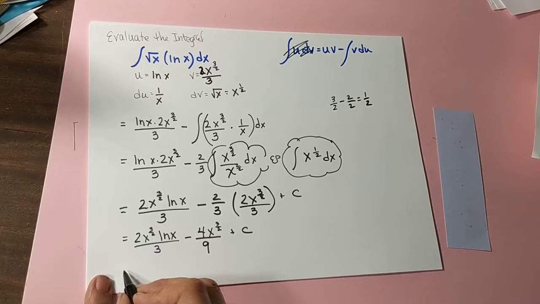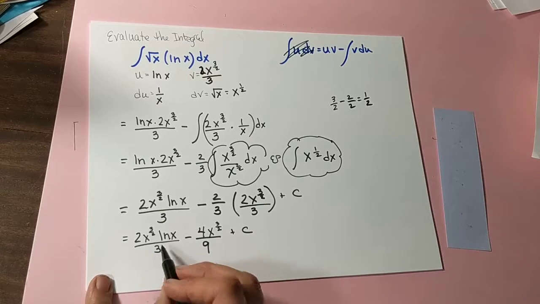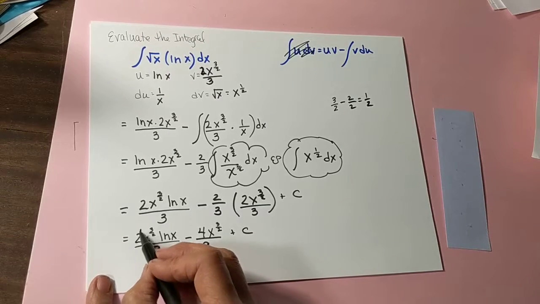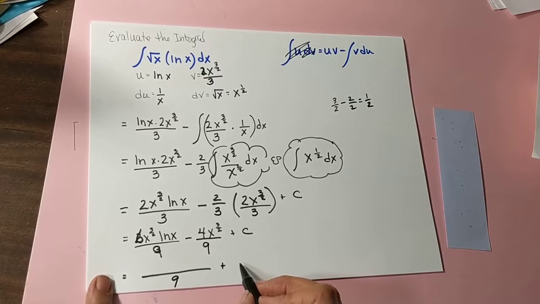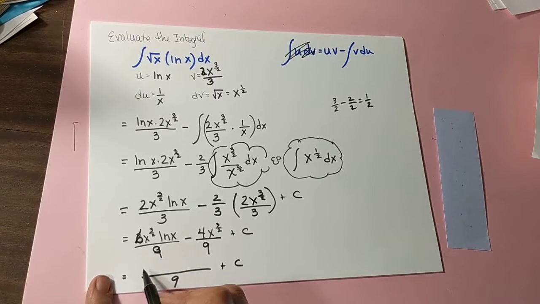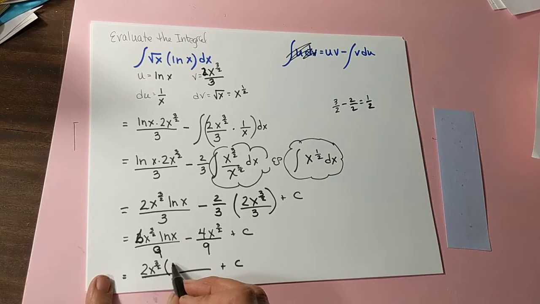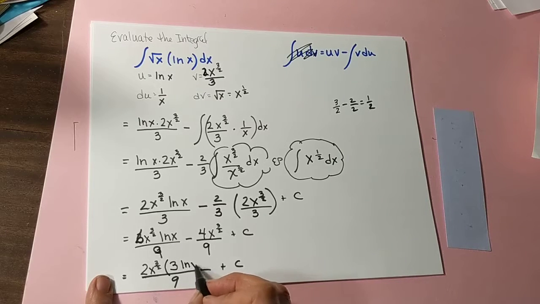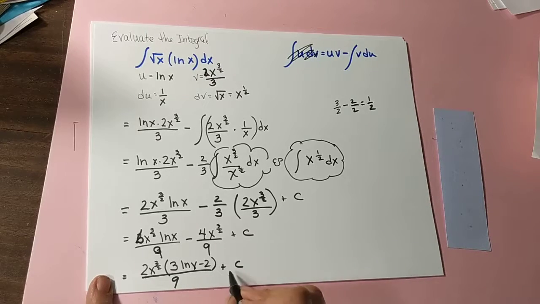And then let's do this. I could make this into a 9 and this into a 6, and then I can do that plus C, and it looks like I can factor out a 2x to the 3 halves. That would be 3 ln x minus 2, over 9, plus C. That's it.